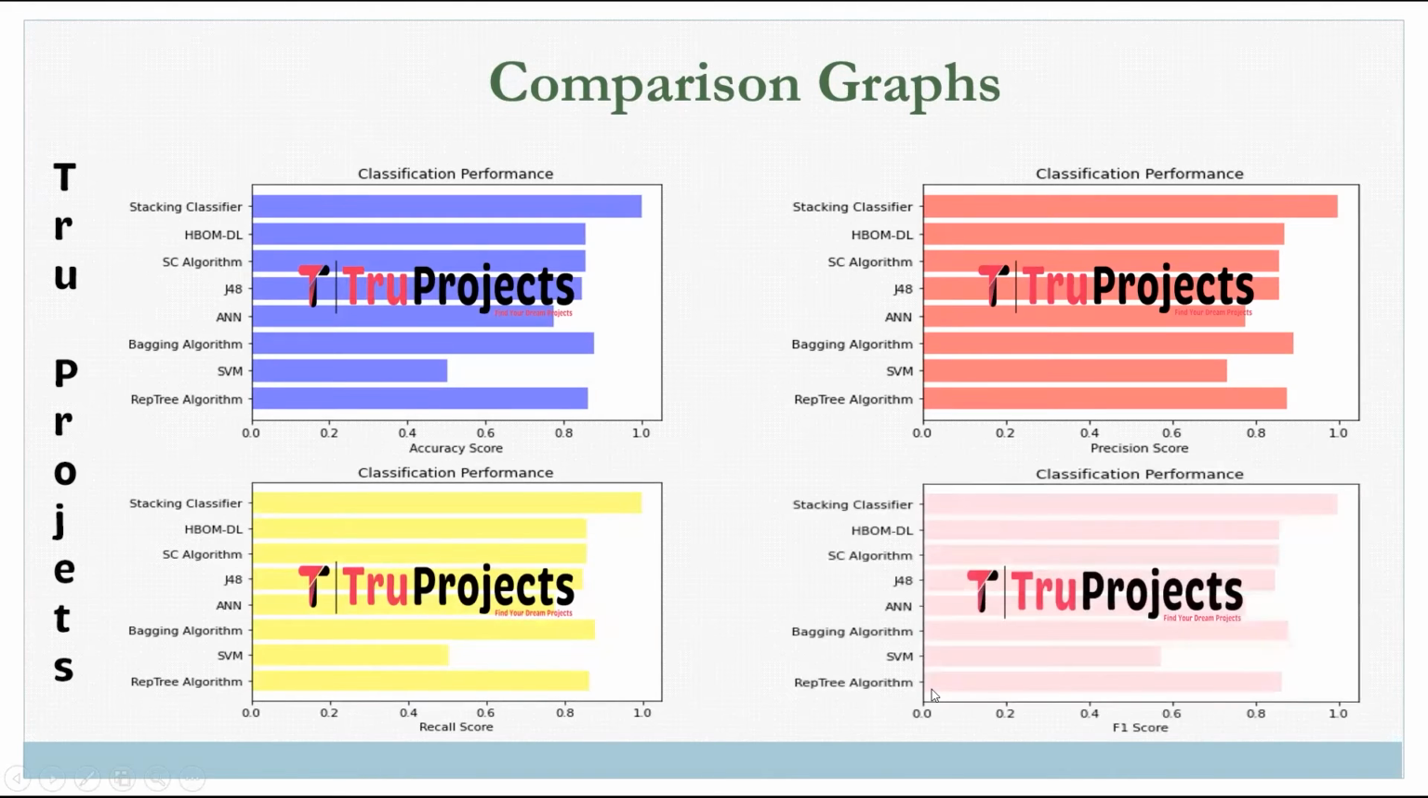This is the F1 score comparison graph. It offers a balanced measure of the model's performance by considering both false positives and false negatives, serving as the harmonic mean of precision and recall. The algorithm which performs well among all these metrics will be used for final prediction.